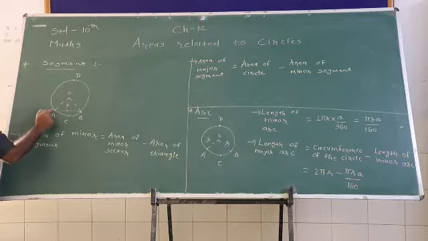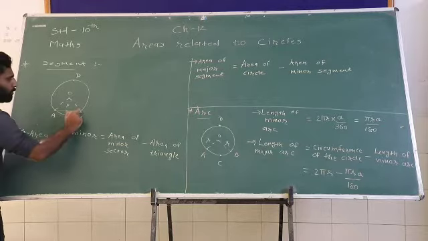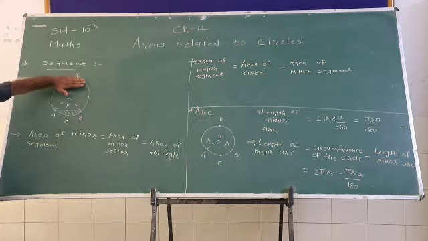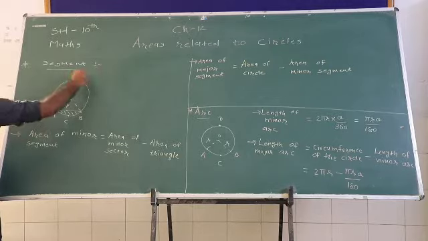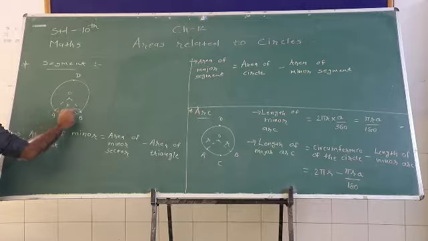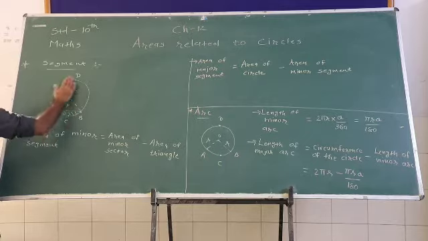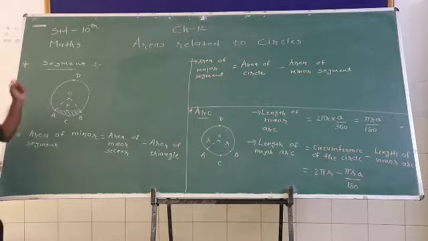See, the area enclosed by the minor arc and chord is your minor segment. And the remaining whole part is the major segment. That means the major arc and the same chord AB. The area enclosed by the major arc and chord, that means this whole part, is the major segment. So now the area of this minor segment.